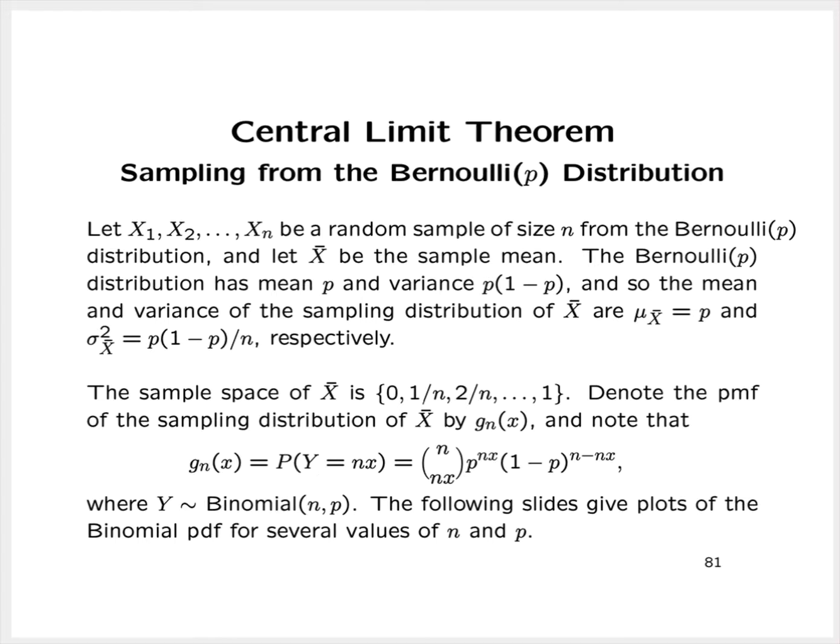The Bernoulli p distribution has mean p and variance p times 1 minus p, and so the mean and variance of the sampling distribution of x bar are mu sub x bar equal to p and sigma squared sub x bar equal to p times 1 minus p over n, respectively.